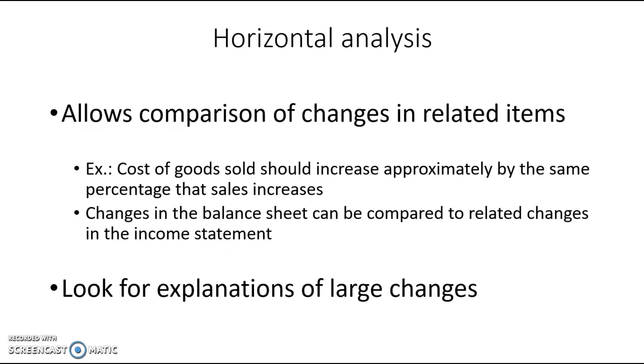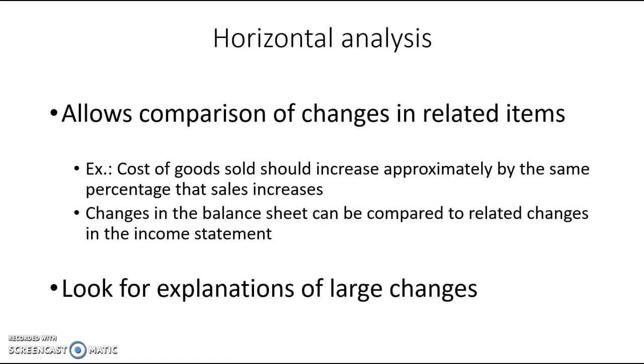So when we do horizontal analysis, we can compare changes in related items. For example, you should be able to go to your income statement, and the change in cost of goods sold, the percent change, should be approximately what your sales change is. You can also look at changes in the balance sheet and compare them to the related changes in the income statement. So for instance, your change in accounts receivable, compare that to your change in sales, because those are related items. You can also look for explanations of large changes. So if you see a large change, you're going to want to investigate and find out why we had such a large change.